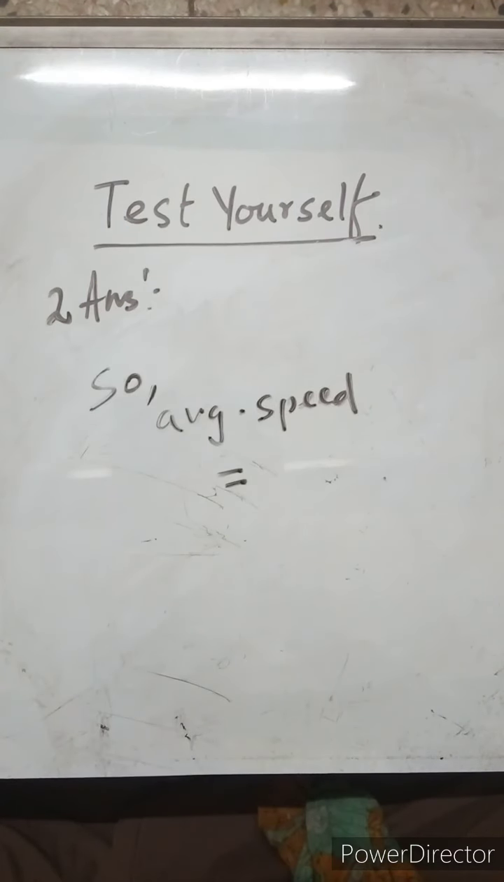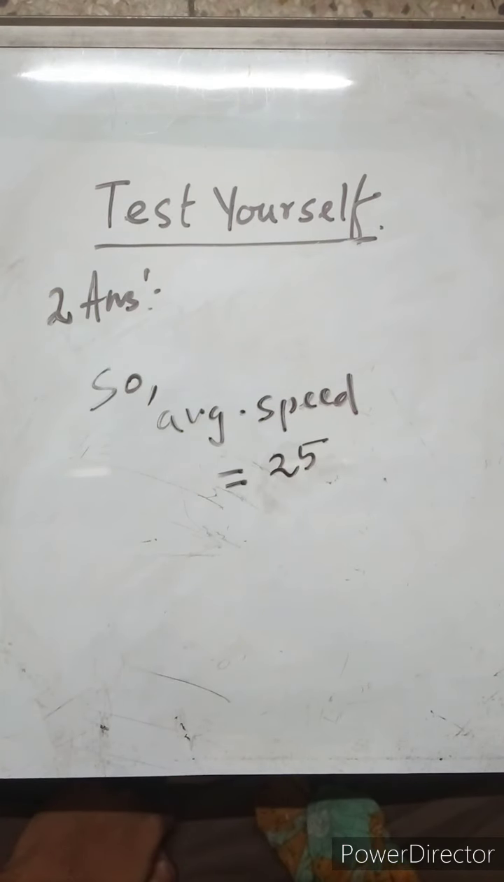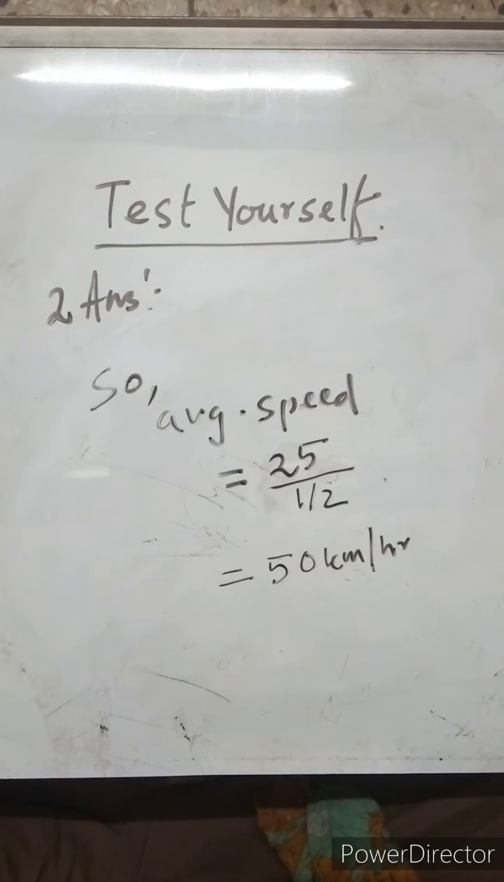So what is the average speed now? The average speed here is equal to total distance, that is 25 kilometers, divided by half an hour, which is equal to 50 kilometers per hour. So this is the way we approach such problems.